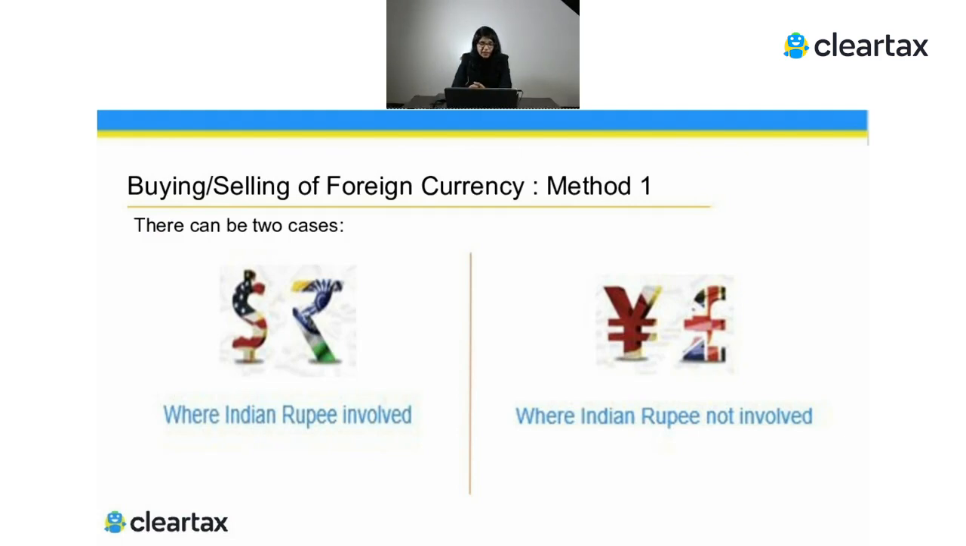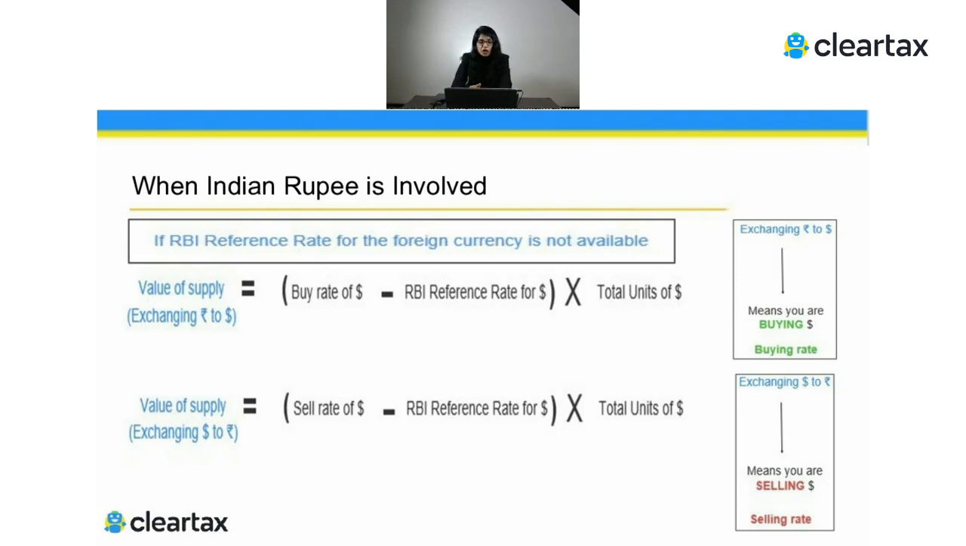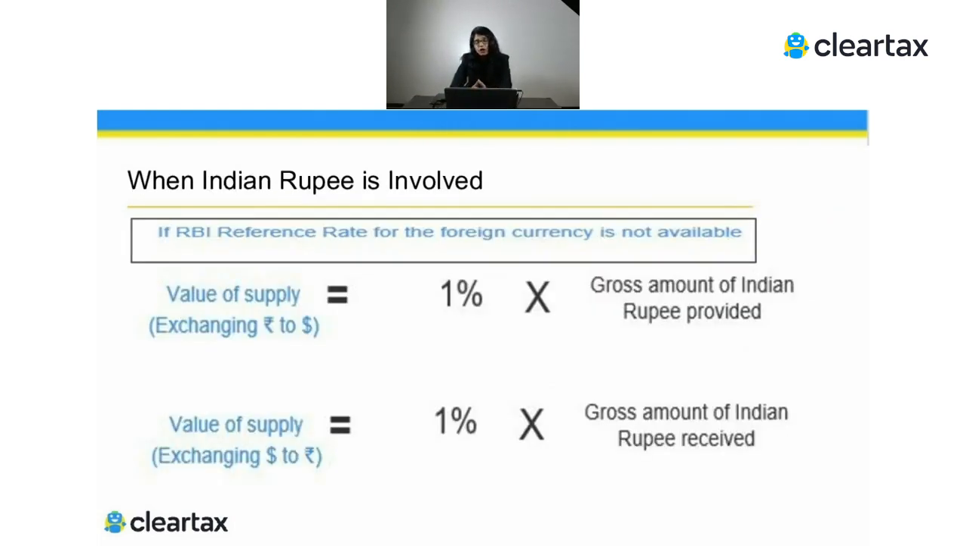So we just check whether it is in Indian rupees or not. If it is in Indian rupees, then the value of supply would be the buy rate of the dollar minus the RBI's reference rate for the dollar, multiplied by the total units of dollar. This is if I'm just buying the dollar. If I'm selling the dollar, then it will be the sell rate of the dollar minus the RBI reference rate of the dollar, into the total units of dollar. This is how I'm going to compute it if the Indian rupee was involved.